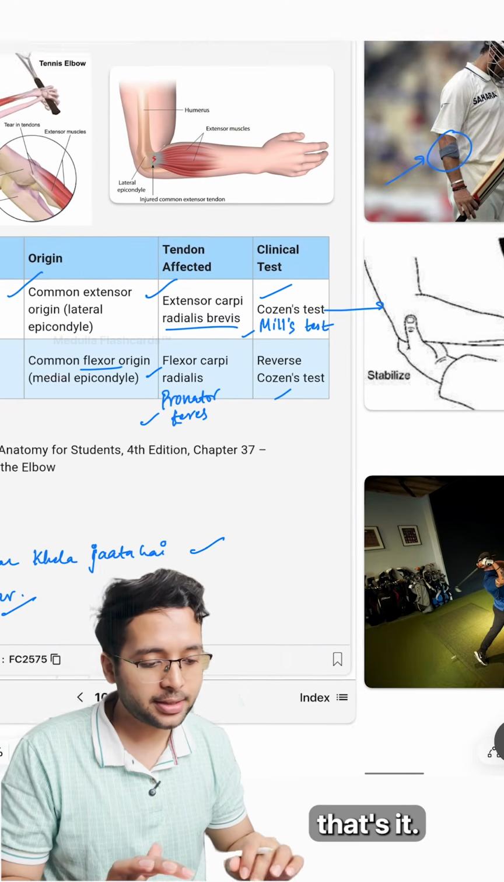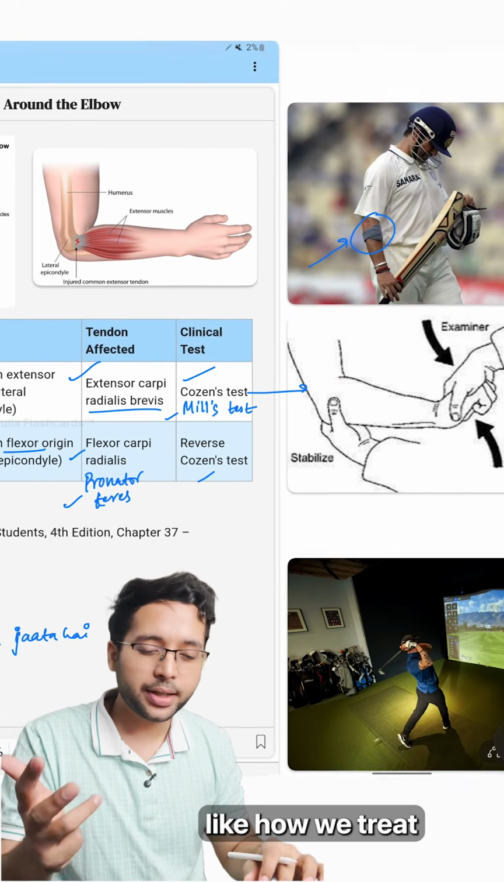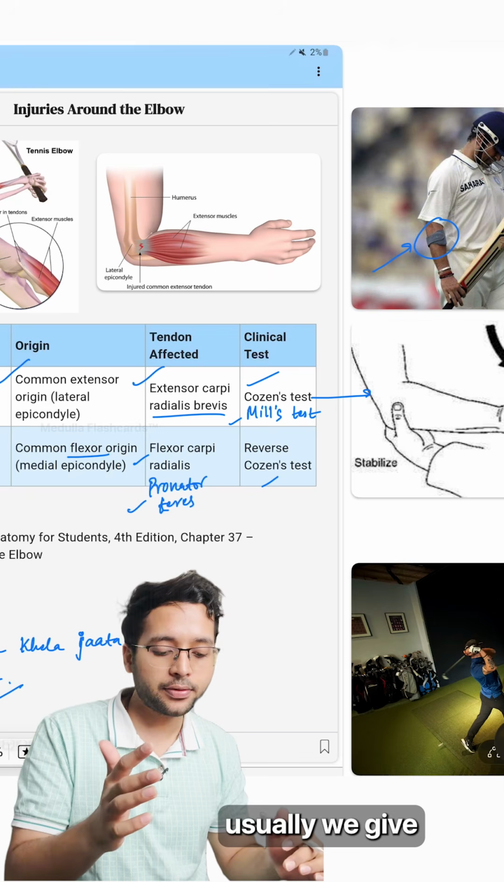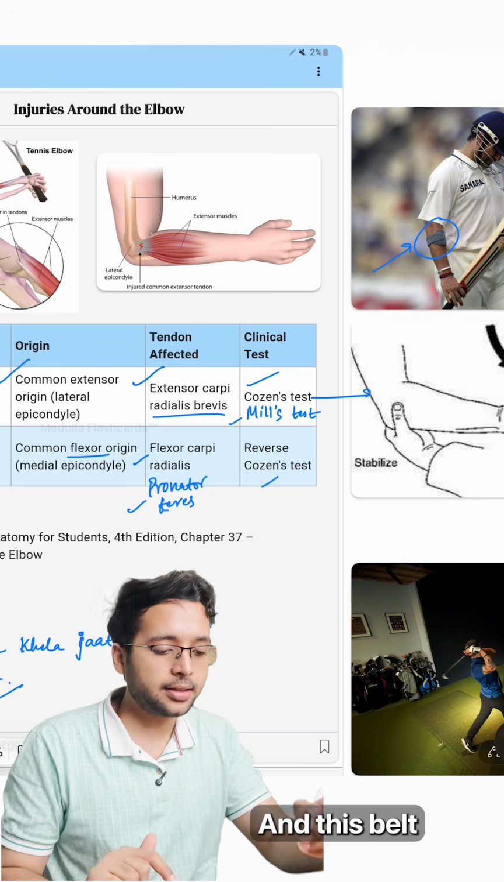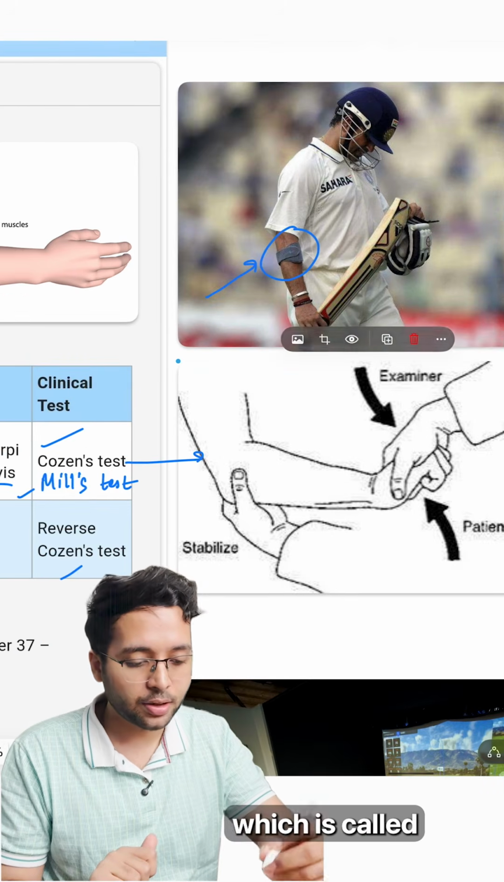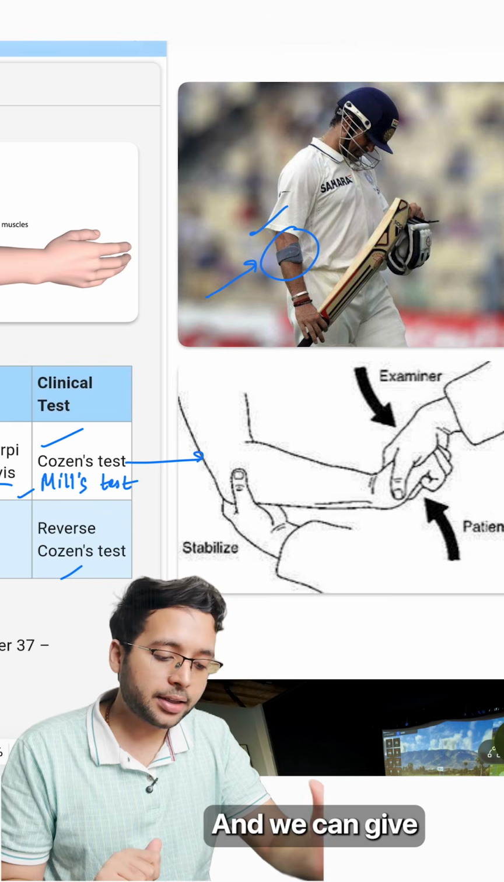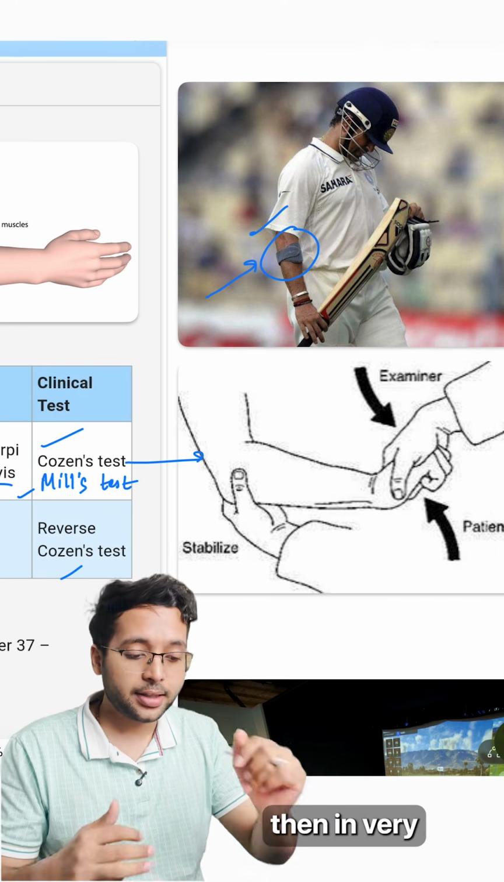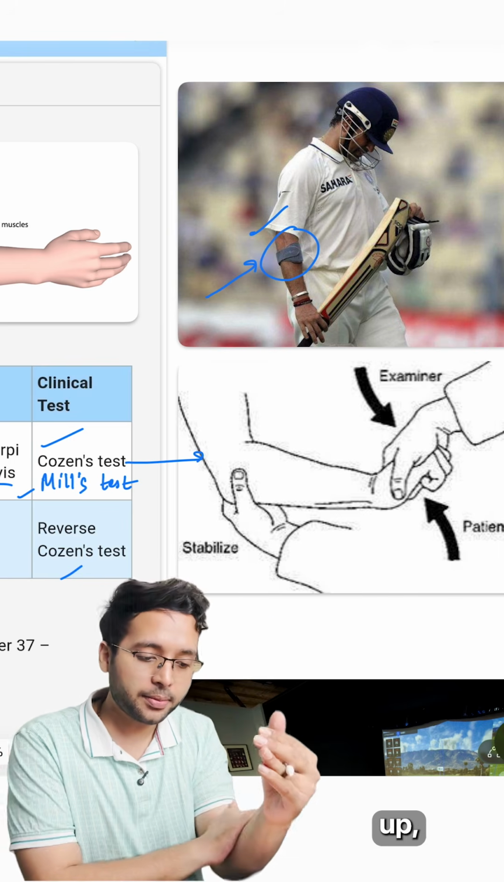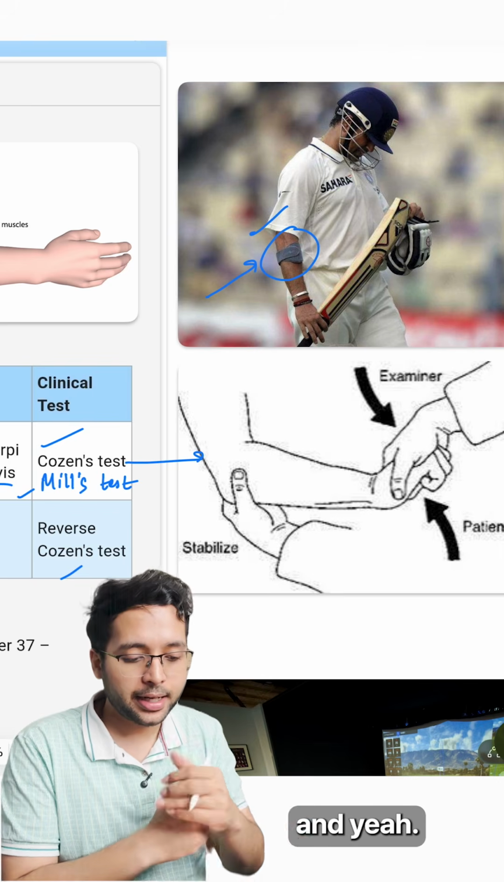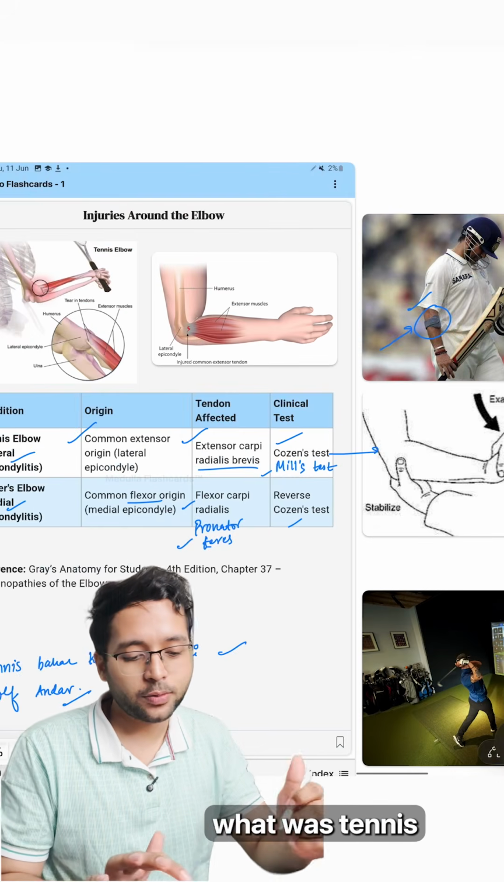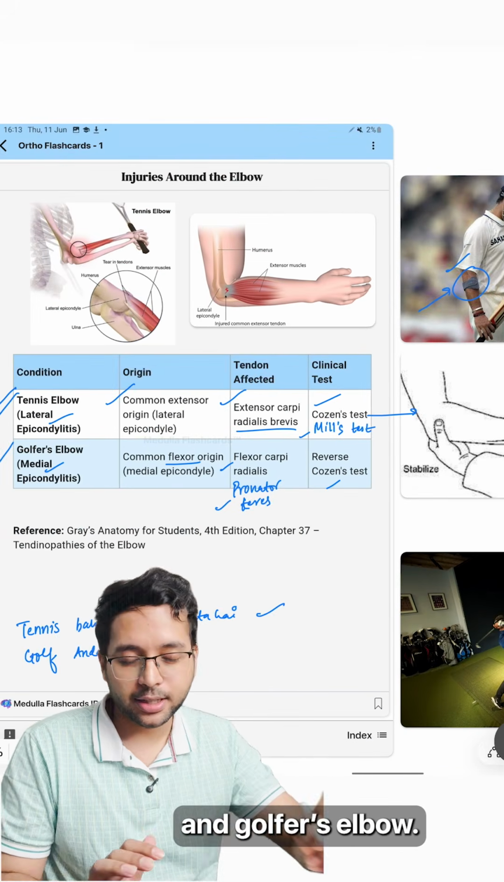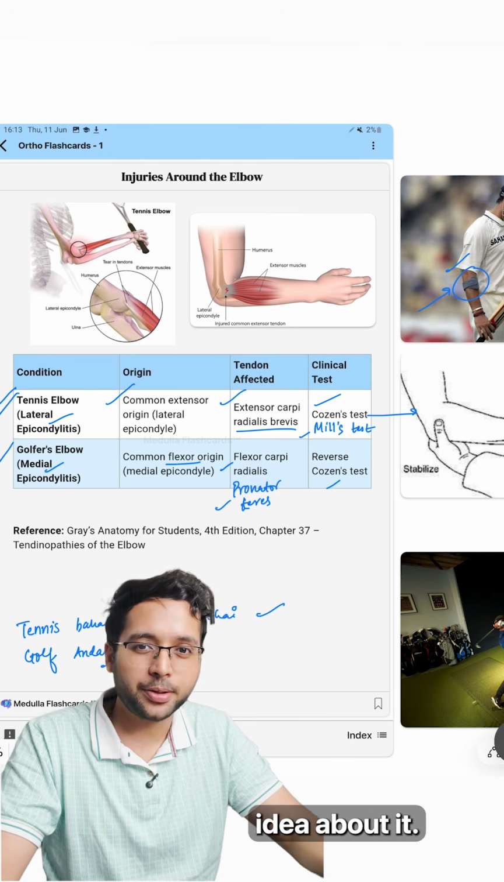And yeah, that's it. Usually how we treat this in OPD is we give a trial of analgesics and this belt which is called a tennis elbow brace, and we can give physiotherapy. And if it doesn't resolve, then in very severe conditions we open it up and release the tendon a bit. So this is what tennis elbow and golfer's elbow was, and I hope now you got a little bit of an idea about it. Thank you.